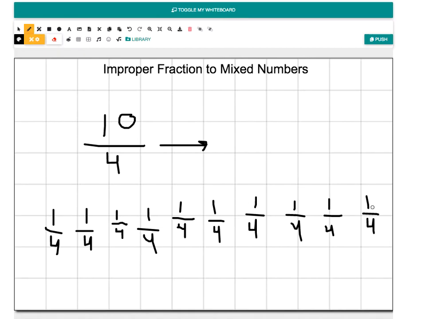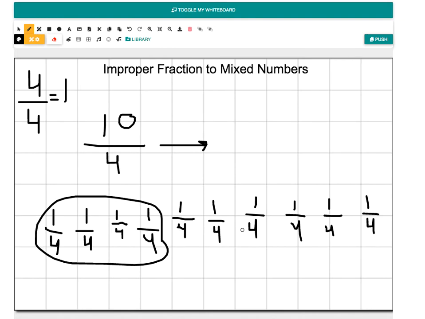Perfect. So now I need to think about how many fourths I need to make up a whole. We know to make a whole we have to have the same numerator and the same denominator. So 4/4 equals one whole. That means I'm going to circle 4 of these at a time. So 1, 2, 3, 4. All right, let's see if I can do it again. 1, 2, 3, 4. All right, let's see if I can do it one more time. 1, 2. I can't, so that means I'm only going to have 2 wholes this time.